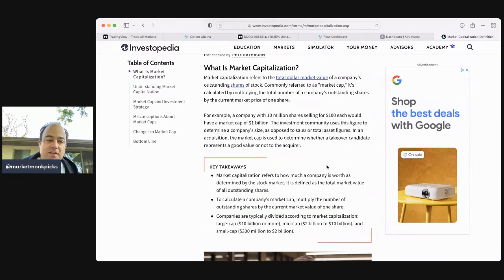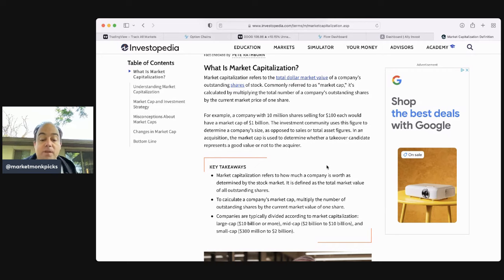So market capitalization, right here on Investopedia, refers to the total dollar market value of a company's outstanding shares of a stock, commonly referred to as market cap. It's calculated by multiplying the total number of a company's shares by the current market price of one share. So a company with 10 million shares selling for $100 each would have a market cap of 1 billion. The investment community uses this to determine a company's size as opposed to sales or total asset figures. In an acquisition, the market cap is used to determine whether a takeover candidate represents a good value or not to the acquirer.